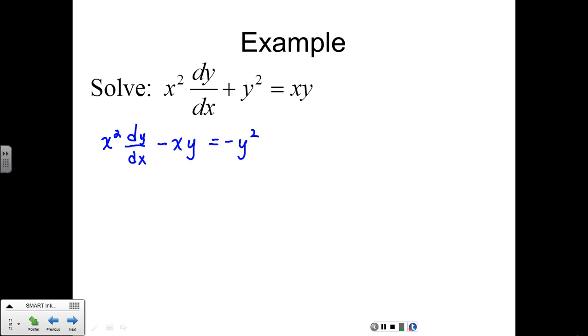You don't want that coefficient on that derivative. That's right. He said divide through by that x squared. So we're going to do that first. X over x squared will be 1 over x times y. And we'd have negative 1 over x squared and y squared there. Now what?